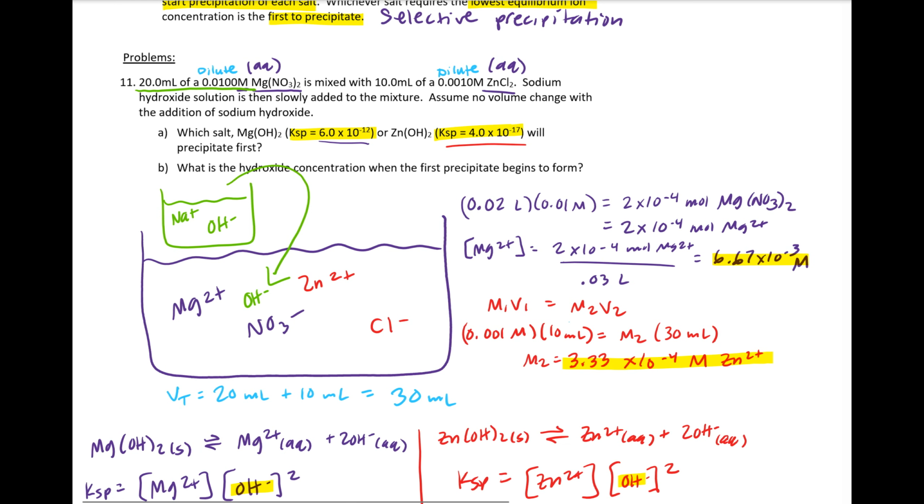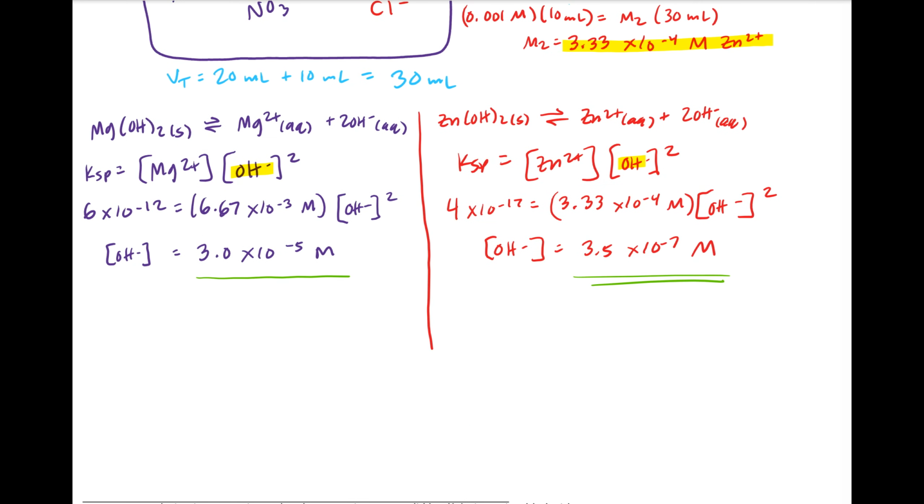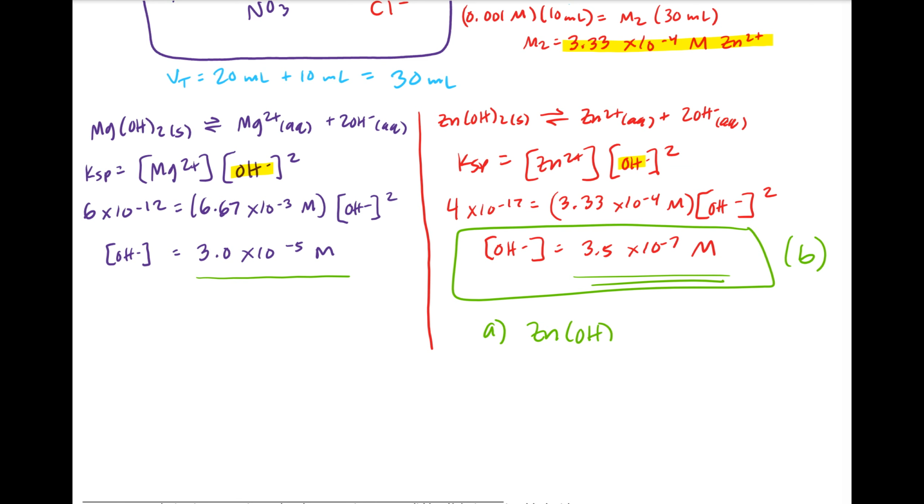And then letter B, what is the hydroxide concentration when the first precipitate begins to form? This is the answer for letter B. And so letter A, zinc hydroxide precipitates first. And you can say because zinc hydroxide requires less hydroxide than the magnesium hydroxide.